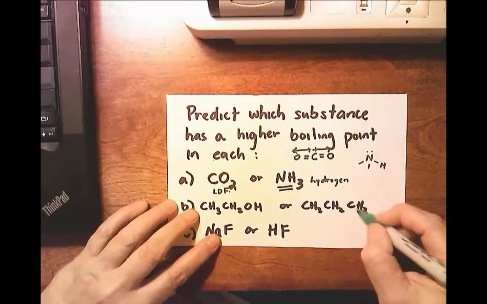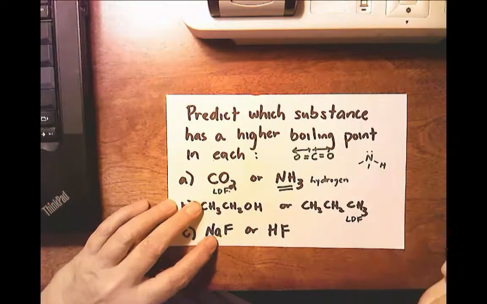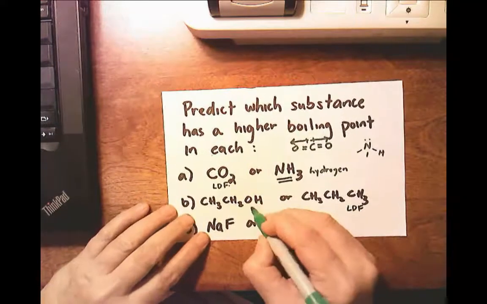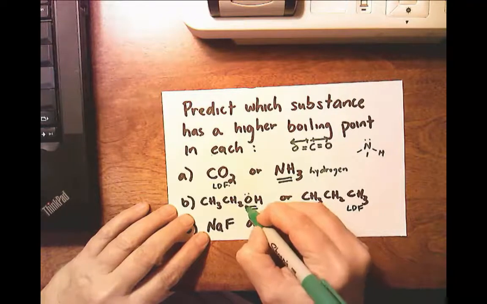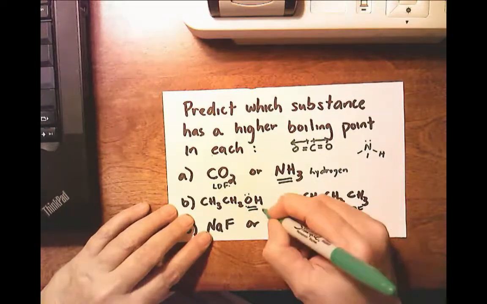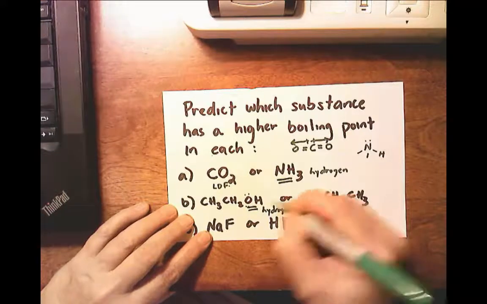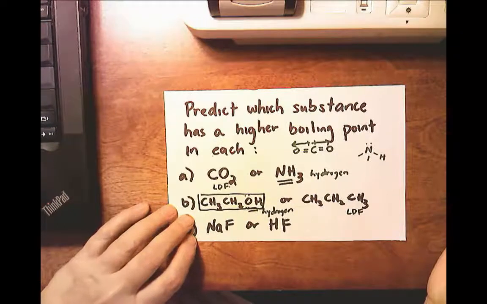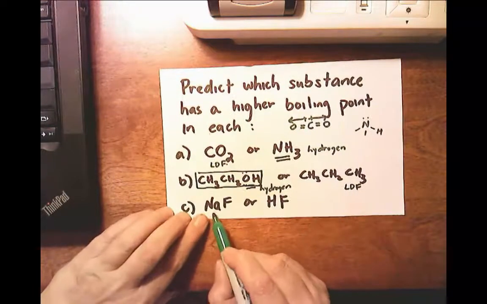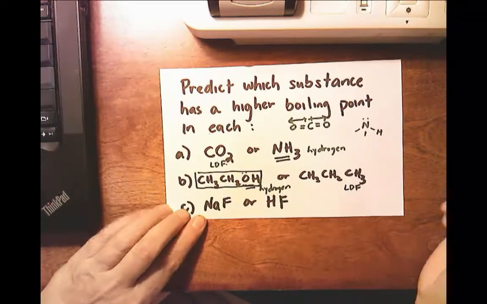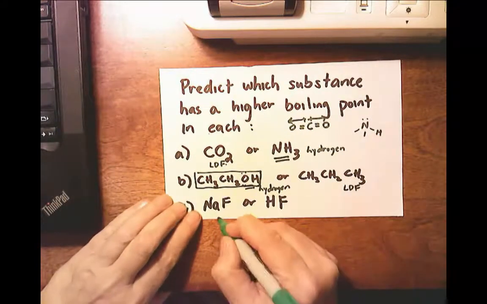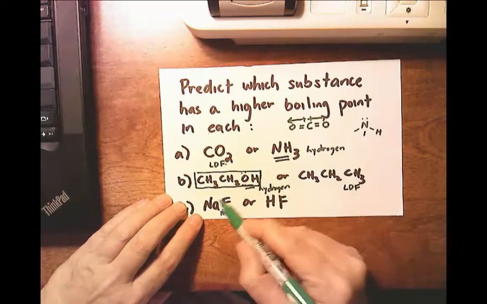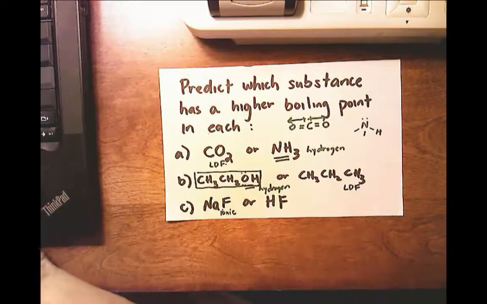Okay, well, here we've got an LDF. No polarity going on, symmetry. And then we've got an alcohol that's got hydrogen bonding. So what are you going to say? There's our hydrogen bonding again. So higher boiling point. Okay, and then sodium fluoride versus hydrogen fluoride. What kind of substance do you have here? This one's ionic. Okay, so you've got electrostatic forces going on.